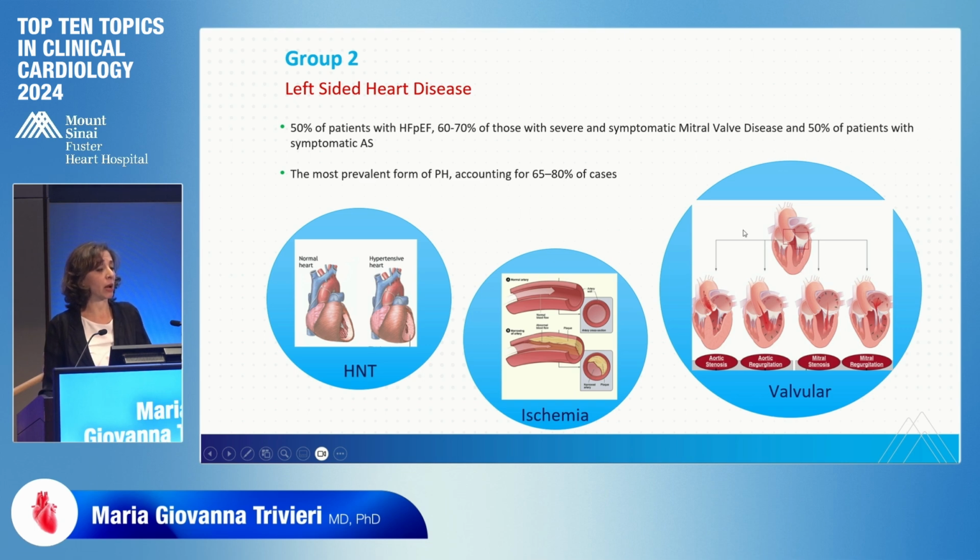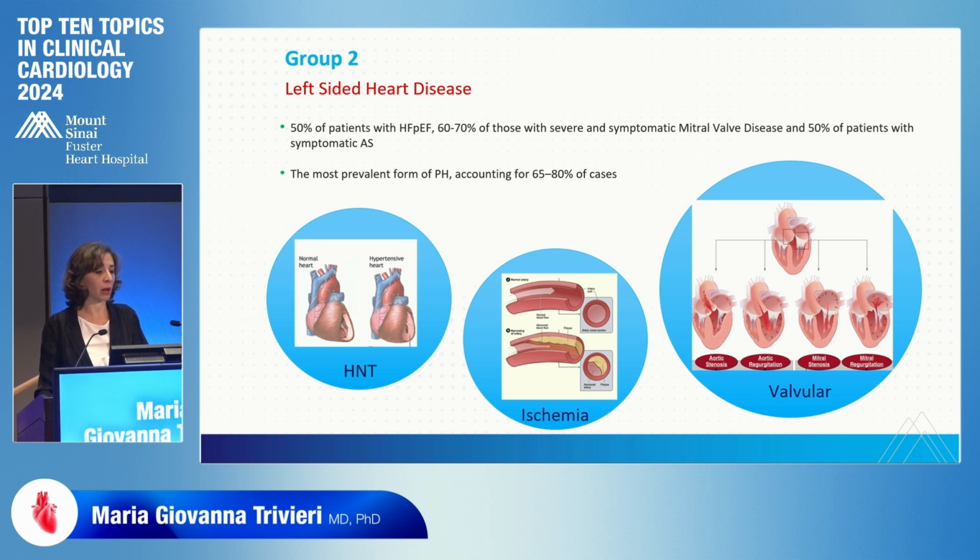It is estimated that up to 50% of patients with heart failure with preserved ejection fraction have pulmonary hypertension, which by definition is due to left-sided heart disease, so the wedge tends to be high in this patient. And it is present in up to 70% of patients with severe symptomatic mitral disease and up to 50% of patients with symptomatic aortic stenosis.